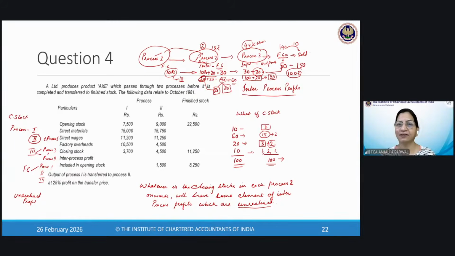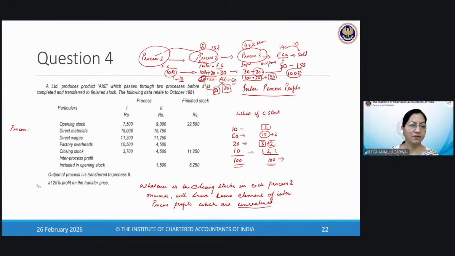And then in that, not just the inter-process profit of process 2, but also the inter-process profit of process 1 will be blocked. So trying to solve it in this fashion may become a little difficult, or you are prone to make errors if this happens. But there is a very simple technique which will automatically give you the complete calculations of these inter-process profits without any error. And the process also becomes very simple. Process in the sense, not the process we are doing, the process of solving the question.